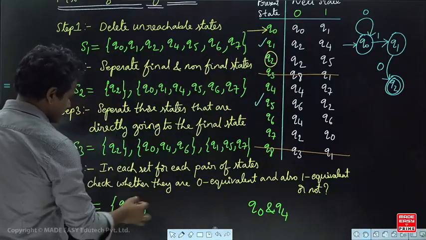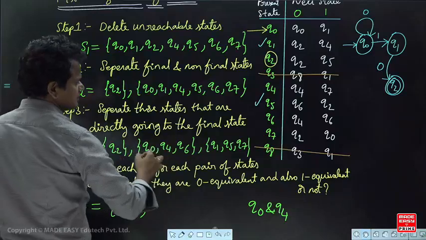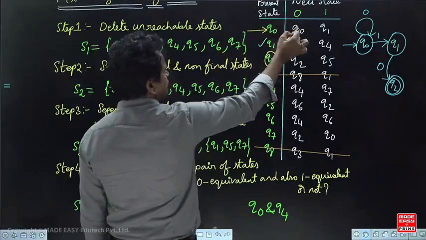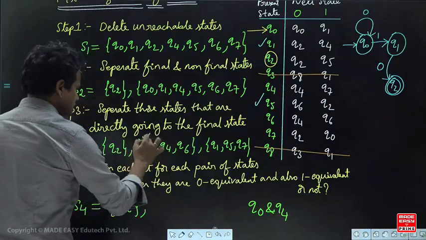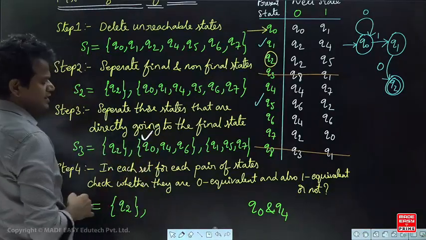So we are writing S4. When you are writing S4, check the S3. Look at the S3. So Q0 on 0, Q0. Where is Q0? Here. Q0 is here. Just identify wherever Q0 is.